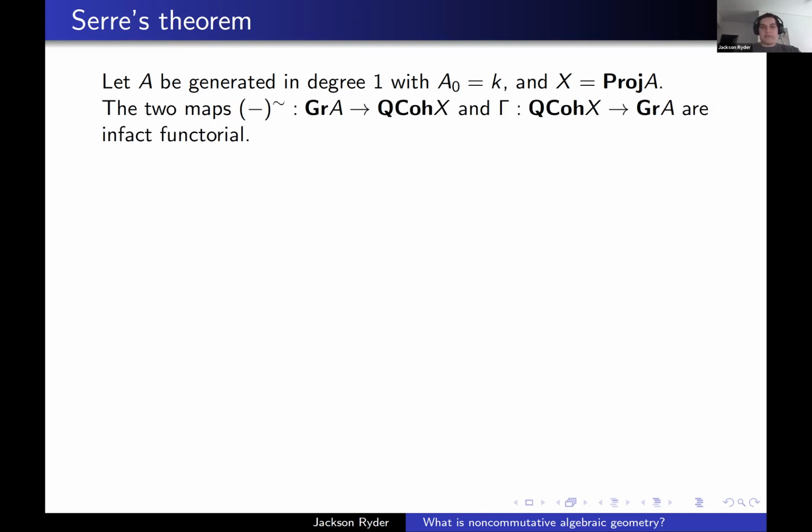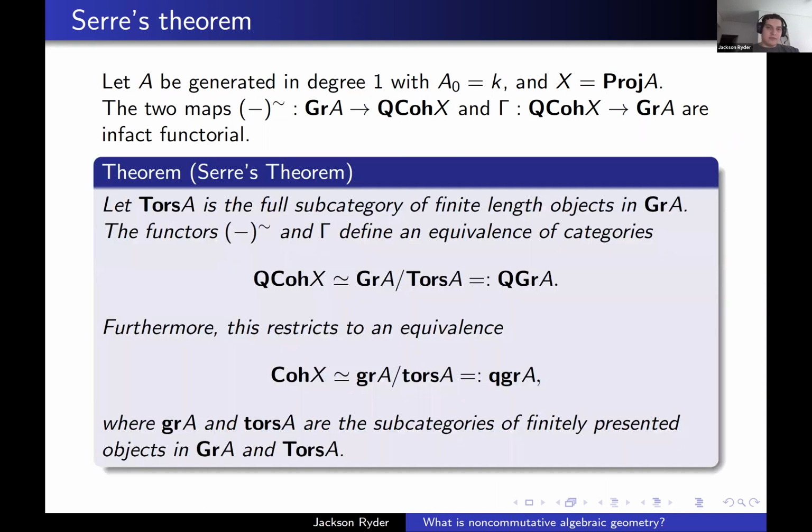So the two maps that we defined before, I guess taking the Proj of a graded module, which gives you a quasi-coherent sheaf, sorry, and then this global sections functor, which takes a quasi-coherent sheaf and gives you a graded module. So these are not just maps, these are actually functorial. And moreover, we have this theorem from Serre. There's quite a lot to unpack here, so we'll go through this slowly.